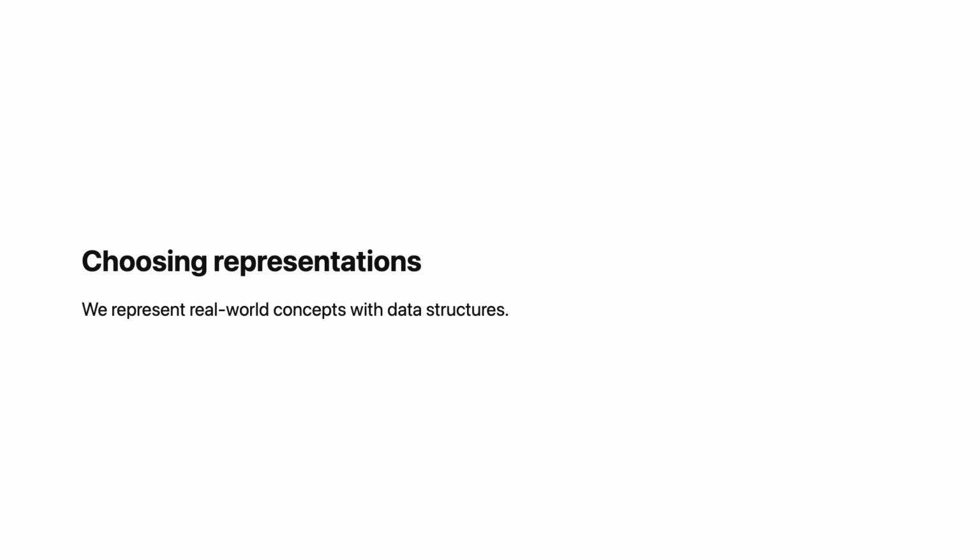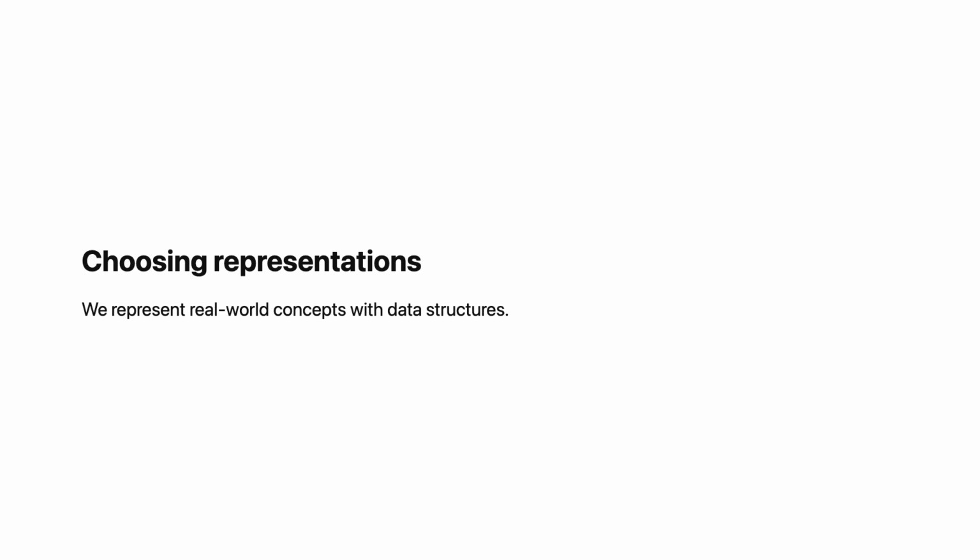In each case, we take something from the real world and choose a representation. The representation is not the thing itself, it is a model, an approximation that captures the aspects we care about. Choosing good representations is a fundamental skill. A poor representation makes everything harder. A good representation makes problems easy to solve.